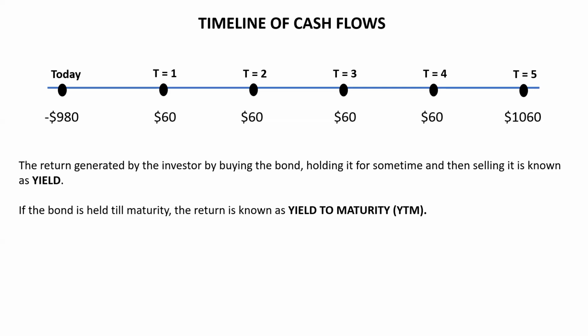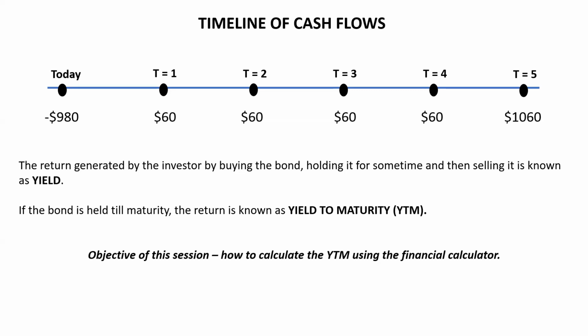If you're buying the bond and holding it till the bond matures, that means if you're buying the above bond and holding it for the entire 5 years, the return that you are generating, the yield that you are generating, will be known as yield to maturity. So if you're buying this bond and holding it for 3 years, it's a 5-year bond, but you're holding it only for 3 years, the return that you generate is known as yield. But if you are holding a 5-year bond for the entire 5 years, the yield is known as yield to maturity. Both of these are the return, but it totally depends on how long you are holding the bond for.